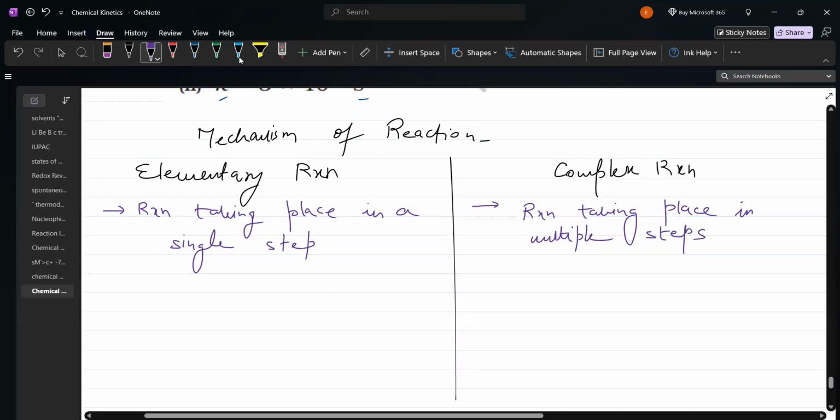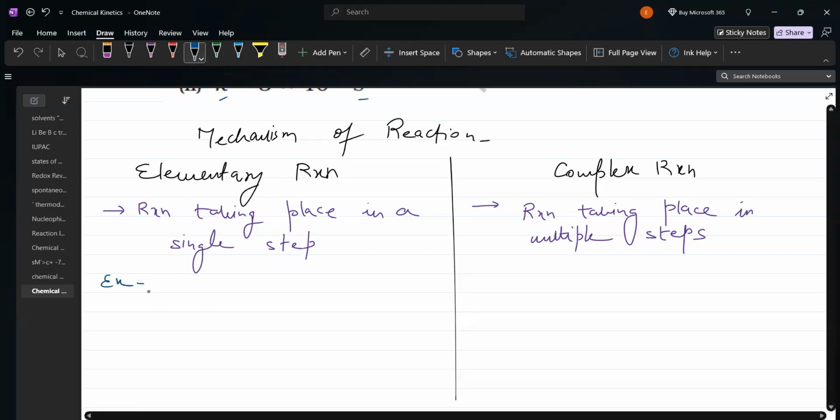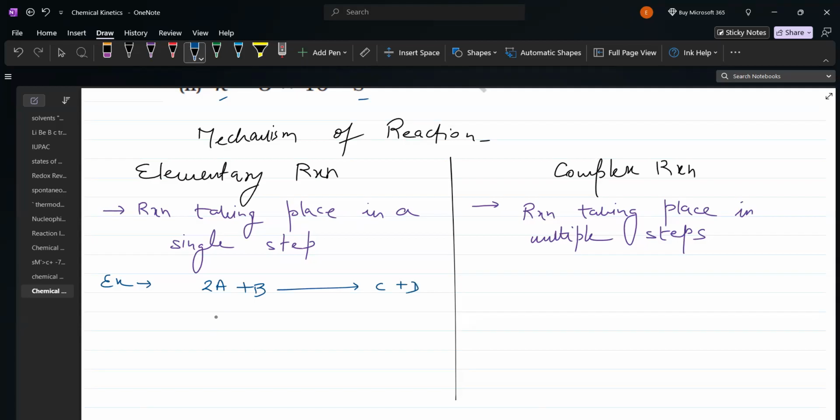Let's see with an example so that it will be more clear to you. Example: 2A plus B gives C plus D. This is an example of elementary reaction. This is actually happening in the real world also, that two molecules of A collide with one molecule of B, and because of proper collision, the reaction takes place, and C and D form.